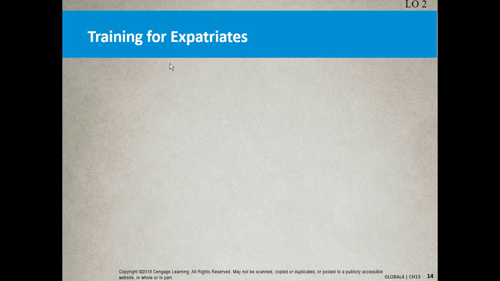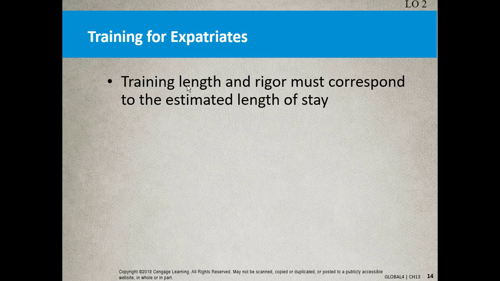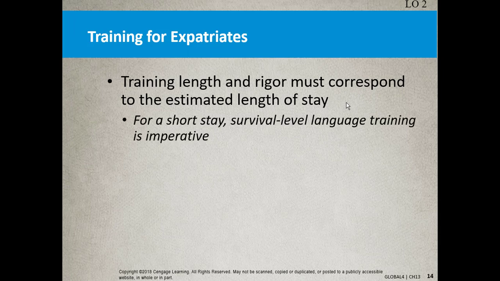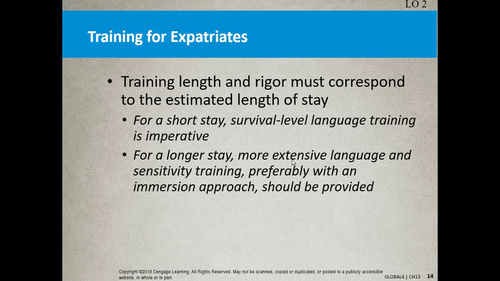And so training for expats, the training length and the rigor must correspond to the estimated length of stay. For short stay, survival level language training is imperative, where's the bathroom type of stuff, nice to meet you, whatever. But longer stay, of course, more extensive language and sensitivity training in an immersion program should be provided.